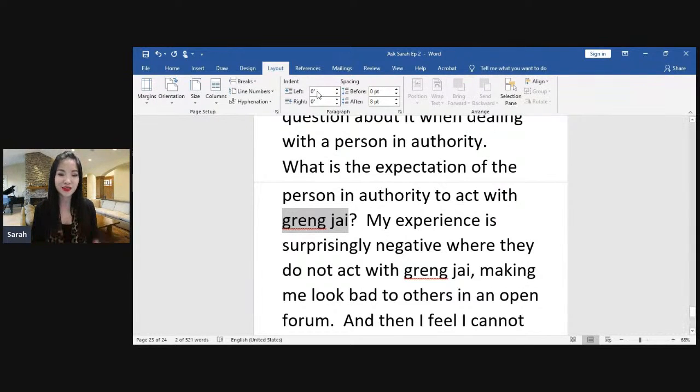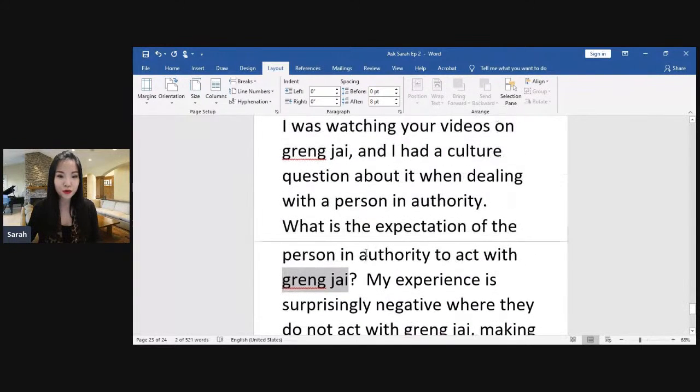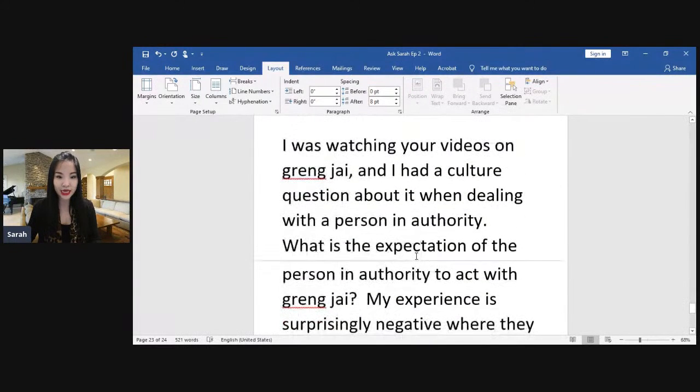Okay, so he asked about greng jai in terms of how greng jai is applied when the authority figure treats the subordinates, or the people who report to them or are under them. Okay, so I'm gonna talk about this based on my experience.